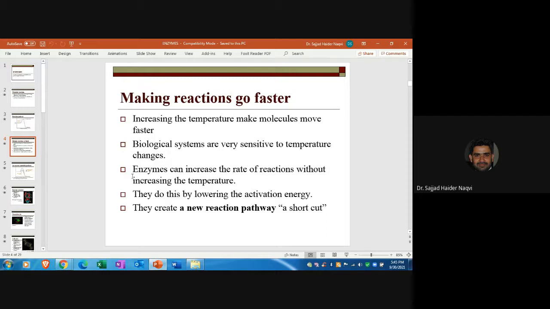Enzymes can increase the rate of reaction without increasing the temperature. So here comes the significance of the enzymes in the biological system, that they not only provide the activation energy, they also increase the rate of the reaction, for which you don't need an increase in temperature.